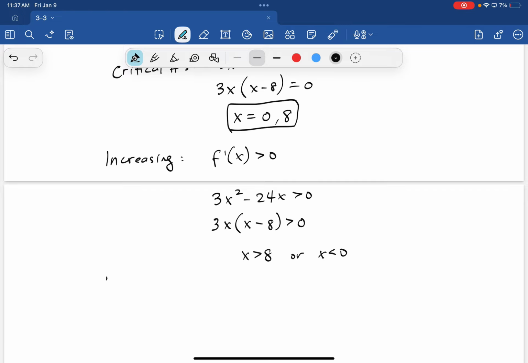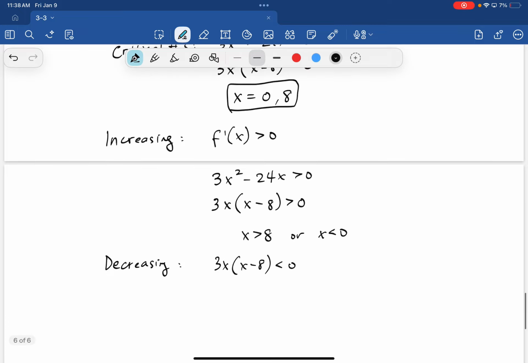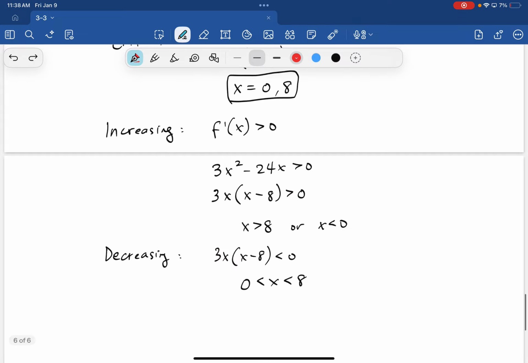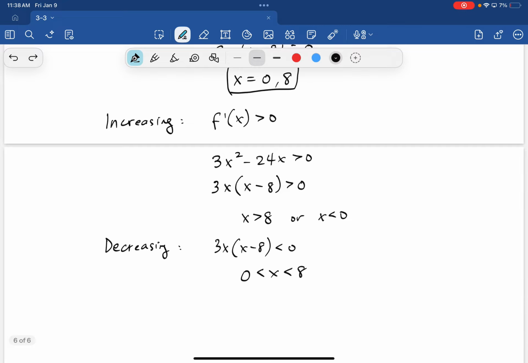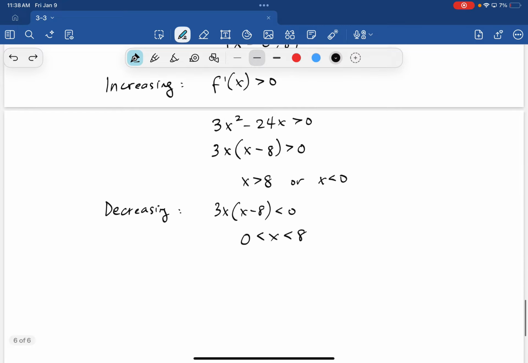Okay, and then it's going to be decreasing whenever 3x times x minus 8 is less than 0. And now we have two different numbers multiplied together to give a negative number, which means that one has to be positive and the other has to be negative. And that's only going to happen when x is greater than 0 and less than 8. All right, because if x is greater than 0, then that means 3x is positive and x minus 8 is negative. Any questions?